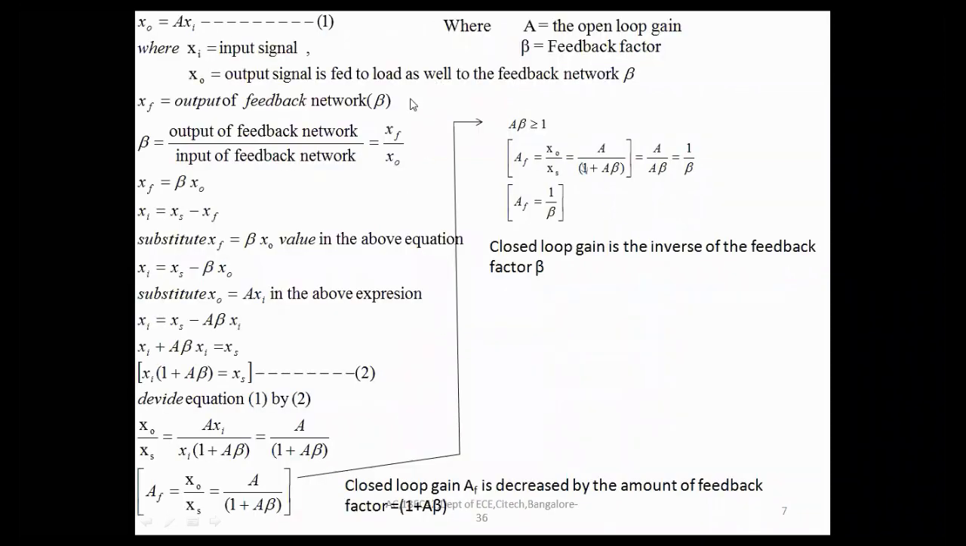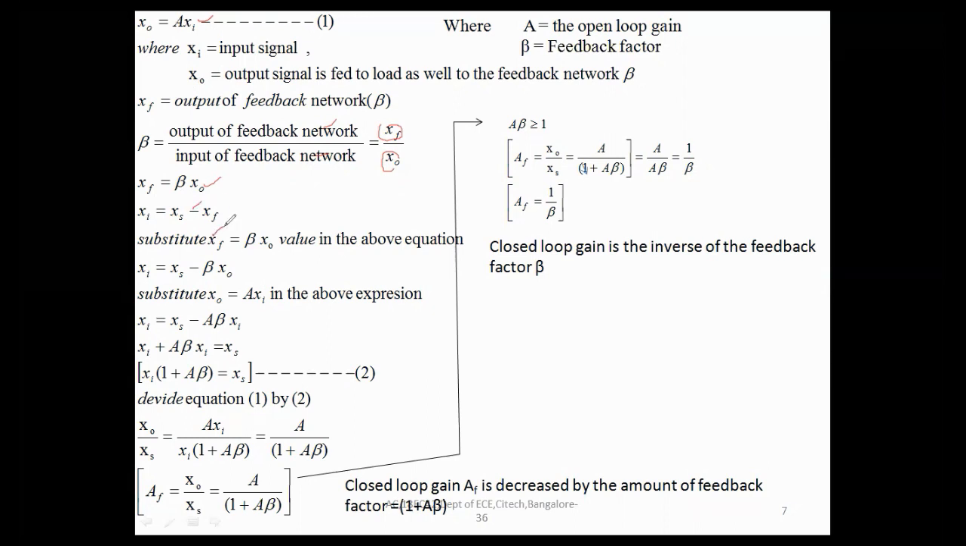Now, from the amplifier, X naught equal to A times Xi. It is amplified A times. Next, Xf is the output of the feedback network, and beta is the feedback factor: the output of the feedback network divided by the input of the feedback network, that is Xf by X naught, so that Xf equal to beta times X naught. Xi equal to Xs minus Xf. This negative sign indicates negative feedback.